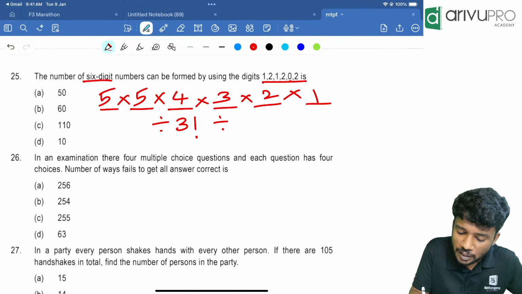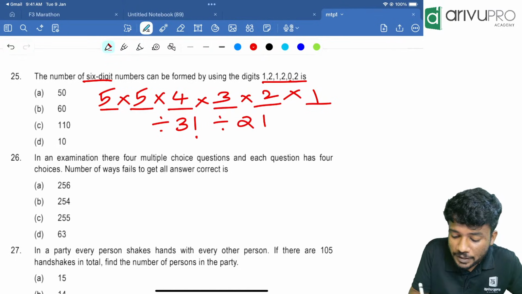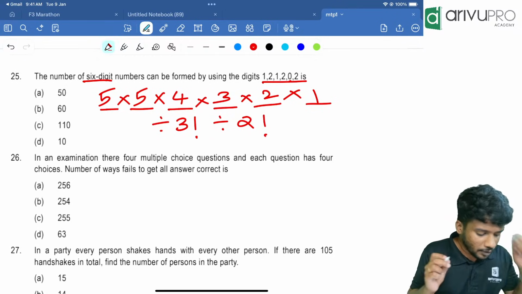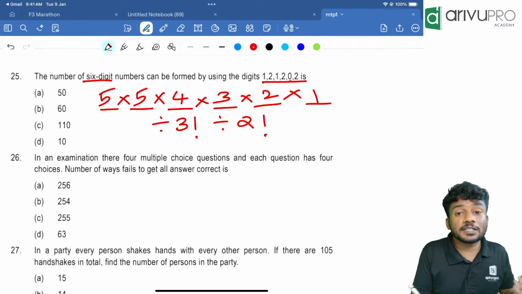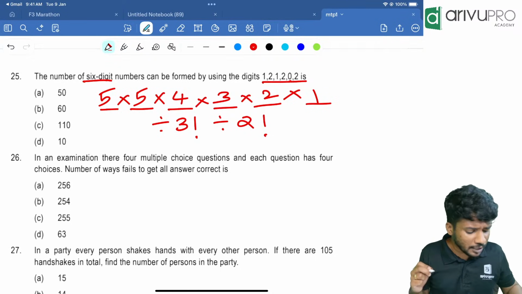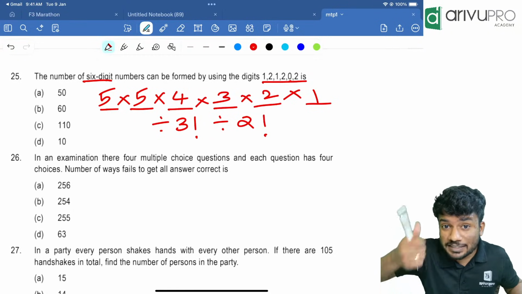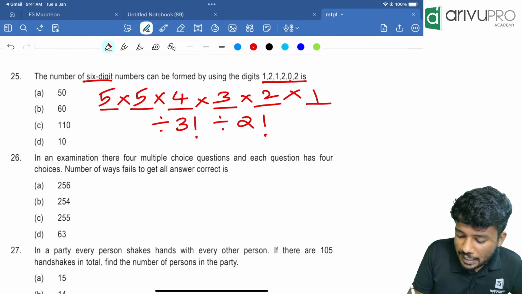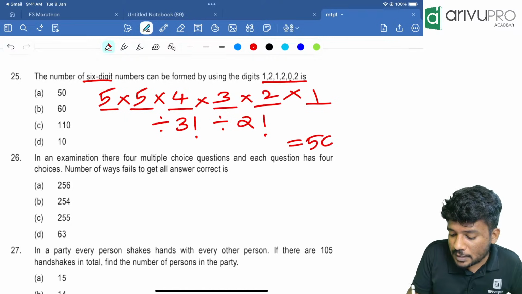Also divide it with how much factorial? 1 is repeated 2 times means we need to divide it with 2 factorial. People, take your calculator. We know 3 factorial is how much? 6. Take your calculator. 5 into 5 into 4 into 3 into 2 divided by 3 factorial is how much? 6. That means divided by 6. Then again divided by 2. How much is the answer you are getting? You are getting it as 50.